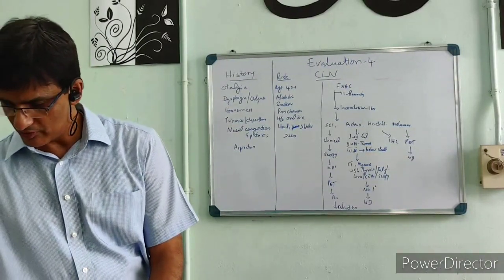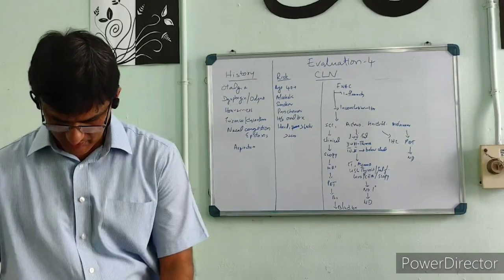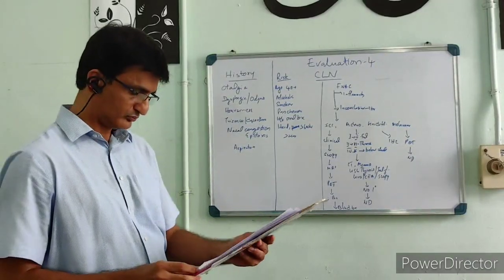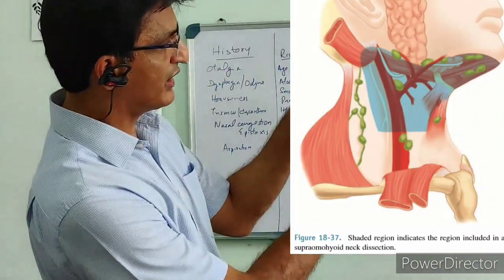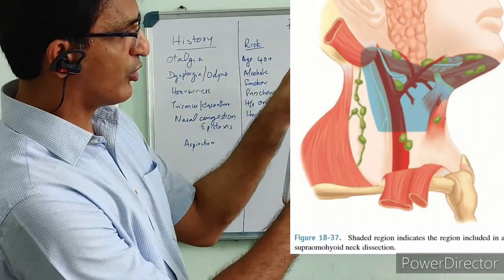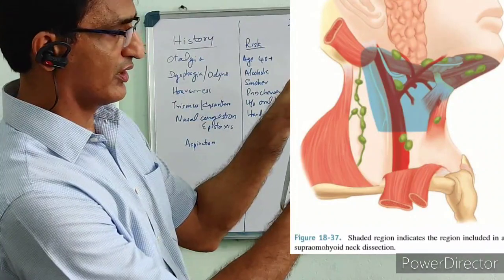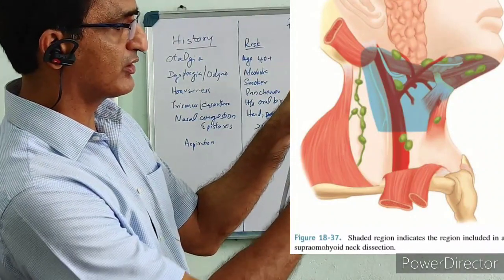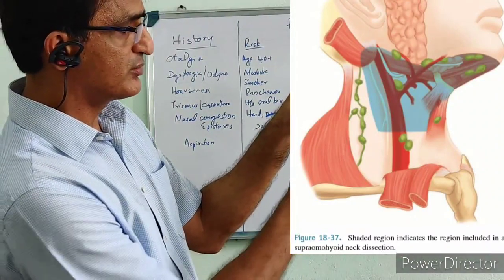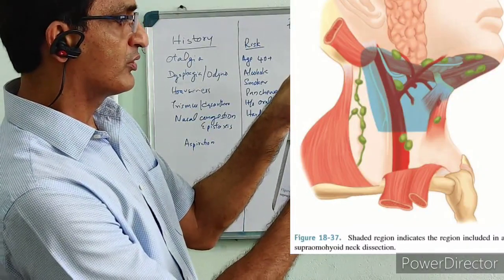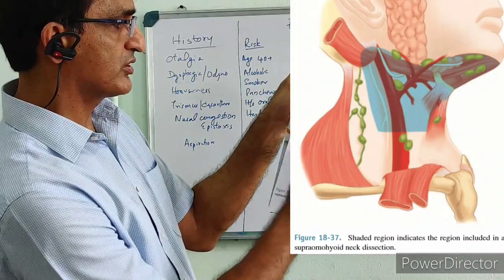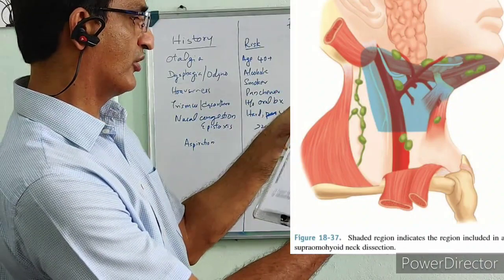I will end by showing some pictures of the lymph node dissection. This blue area is the area of lymph node dissection. It's called supraomohyoid dissection, so levels 1, 2, and 3. Usually it is done in salivary gland or oral cavity cancers. Okay. This blue area is the area of dissection. This is level 4. This is supraomohyoid dissection.